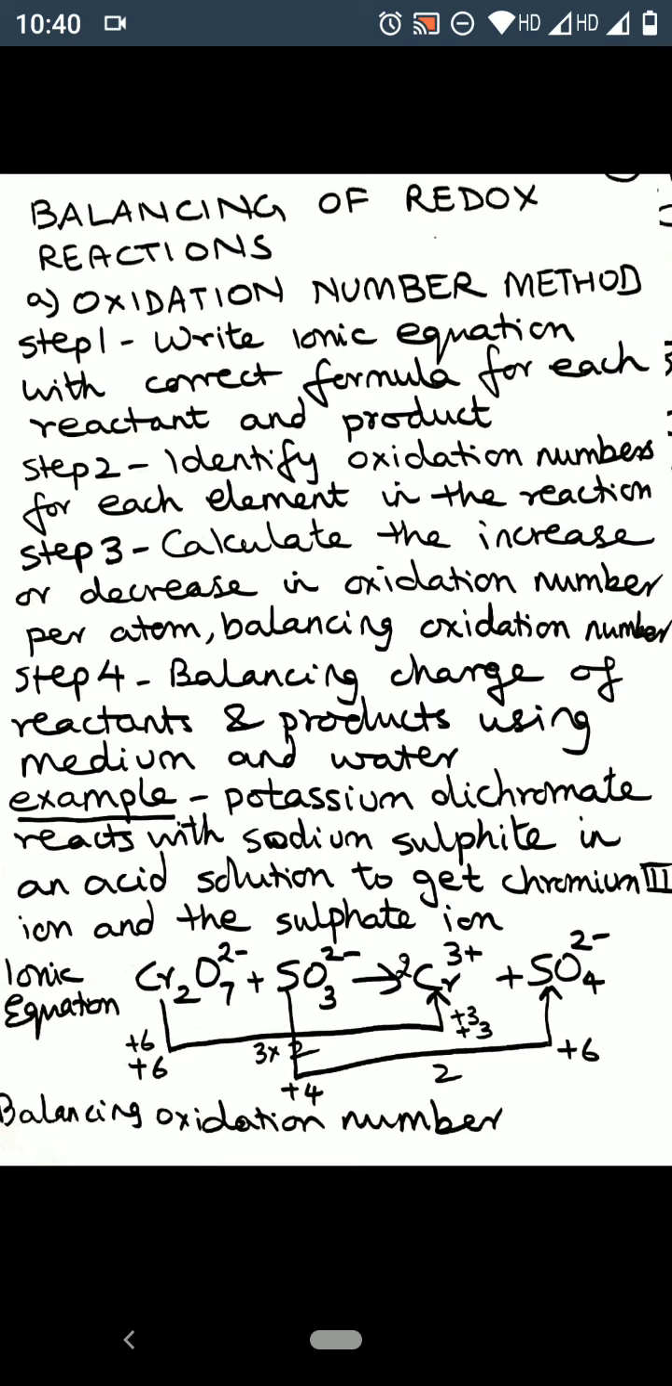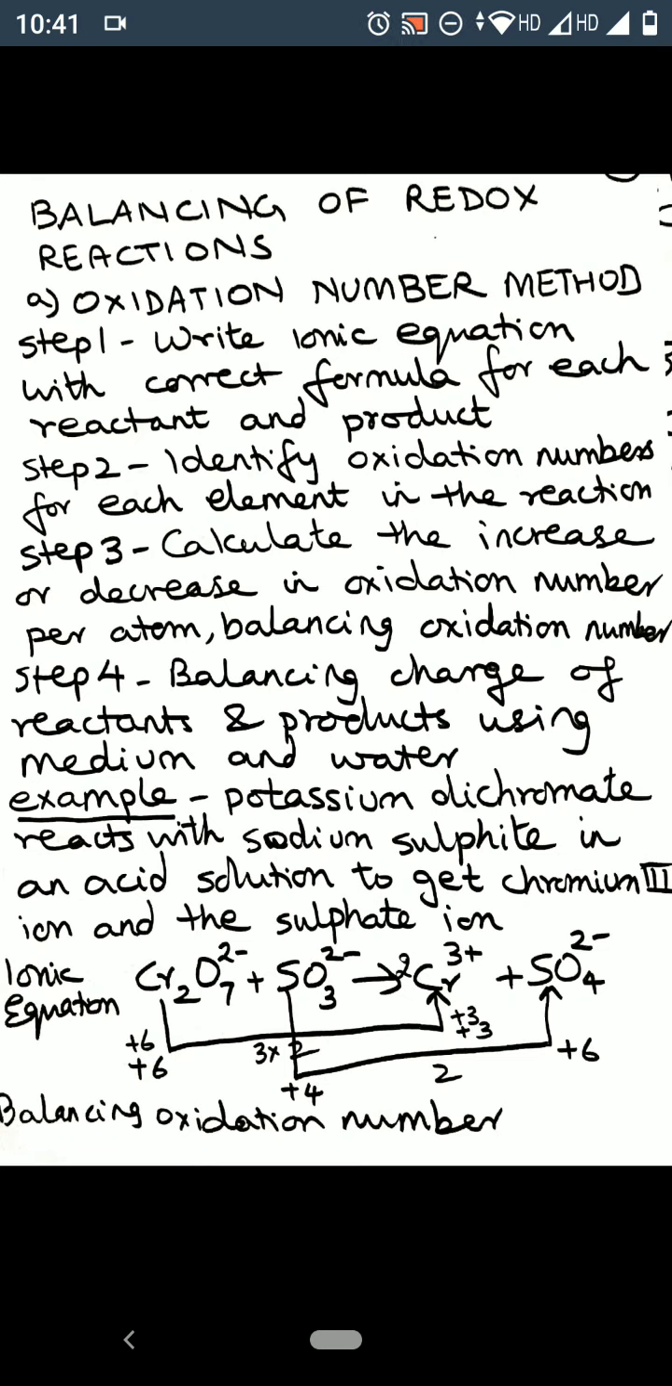In oxidation number method, step 1, write the ionic equation with correct formula for each reactant and product. Step 2, identify the oxidation number for each element in the reaction. Step 3, calculate the increase or decrease in oxidation number per atom, balancing the oxidation number. Step 4, balancing the charge of reactants and products using the medium and water.